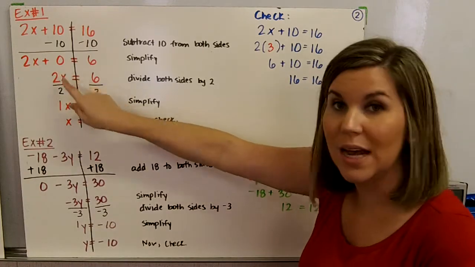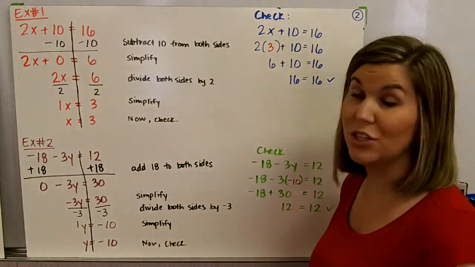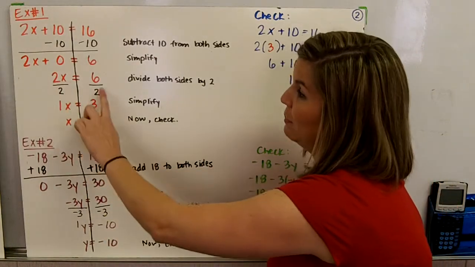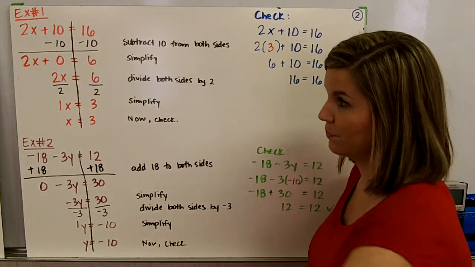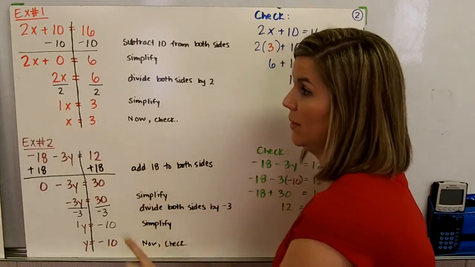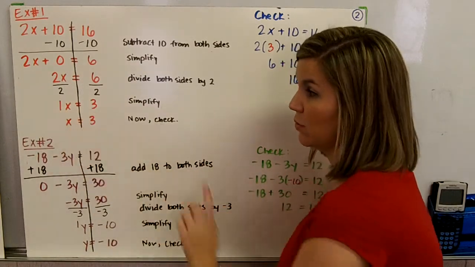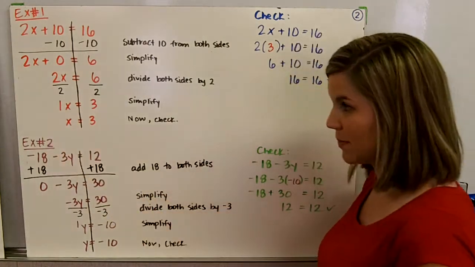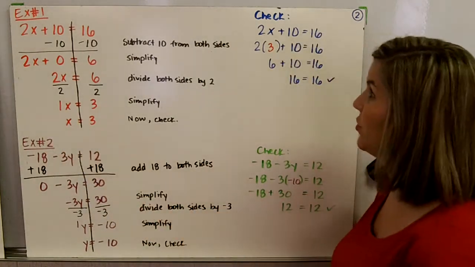Now this is 2 times x, so we need to undo multiplication by division. Divide both sides by 2. 2 divided by 2 is 1, so this is 1x equals 3. Now 1 times x is just x, so our answer is 3.